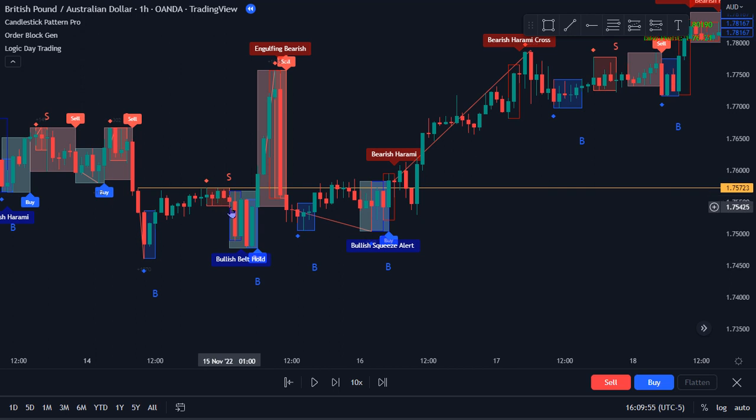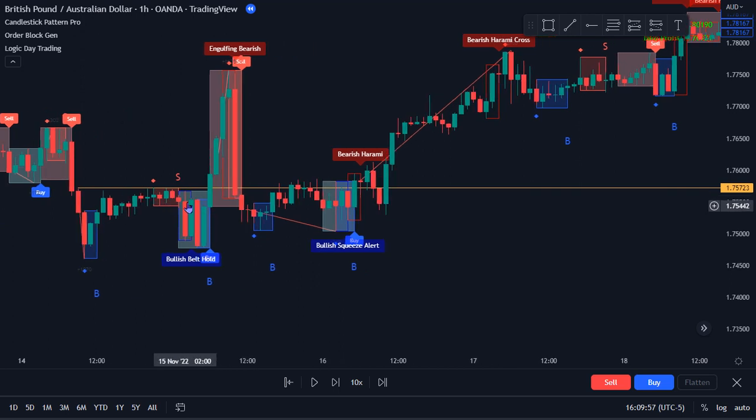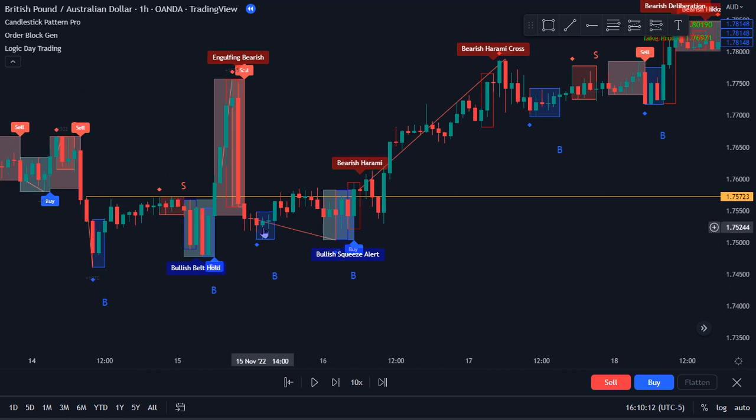I prefer to trade off of the order blocks because they can be a little bit more refined. The logic day trading will usually pick up a bigger zone, a larger one. So it's nice to refine with the order blocks alone. Retraces into it and obviously just keeps on climbing.